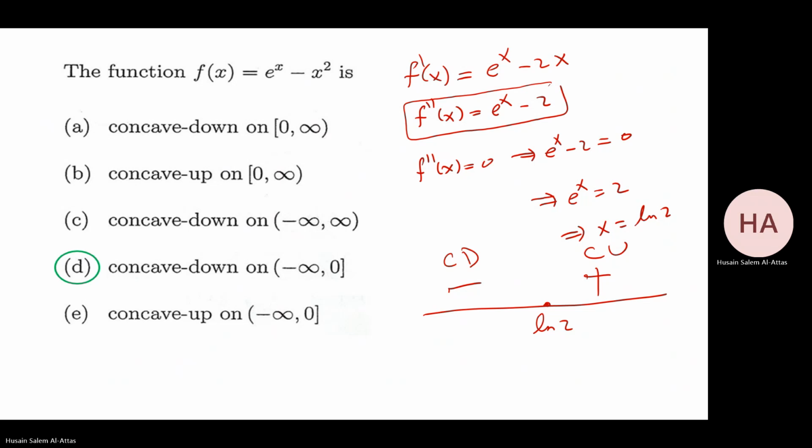All the answers have 0. Zero is here, and this is then 1. Which means from minus infinity up to 0, the function is concave down. When I say it's concave down from minus infinity to ln 2, it includes from minus infinity to 0. It's concave down still.